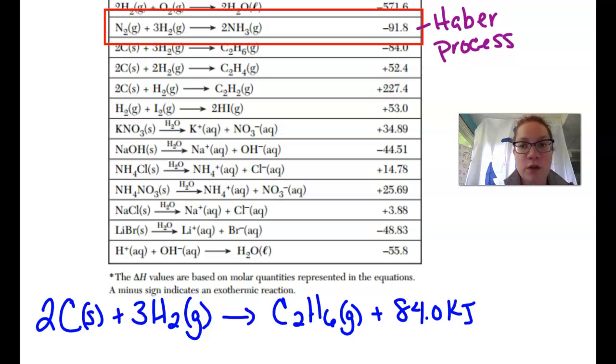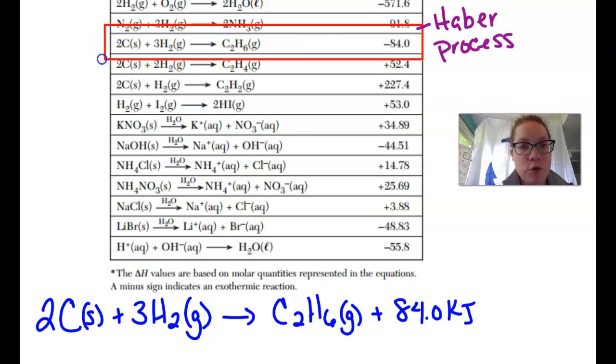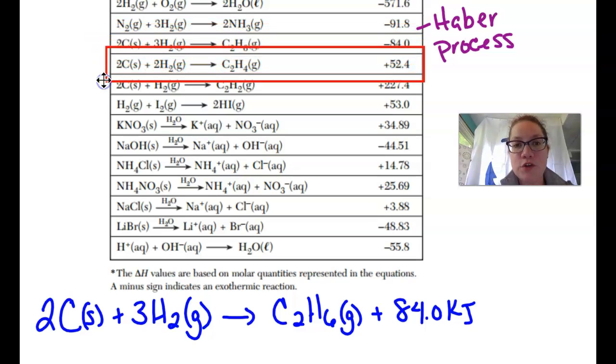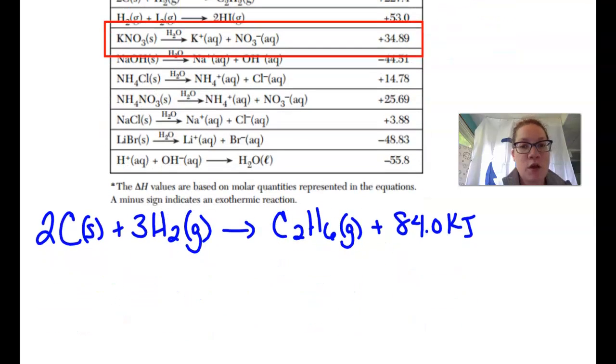Let's pick a different one for endothermic. I'm going to go ahead and choose this KNO3 one. I changed my mind. Okay, so this is endothermic. So instead of the energy being a product, now it's going to be another reactant. So the way that we're going to write this looks like this.